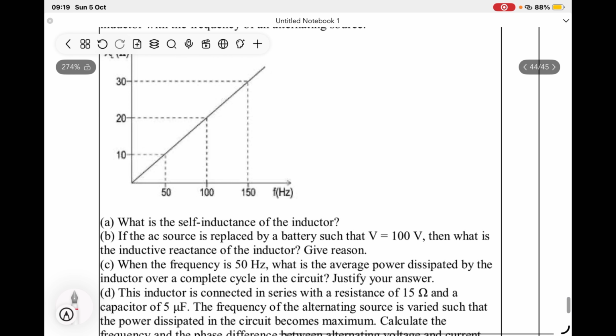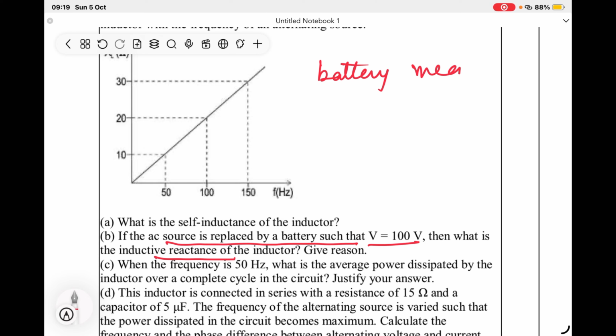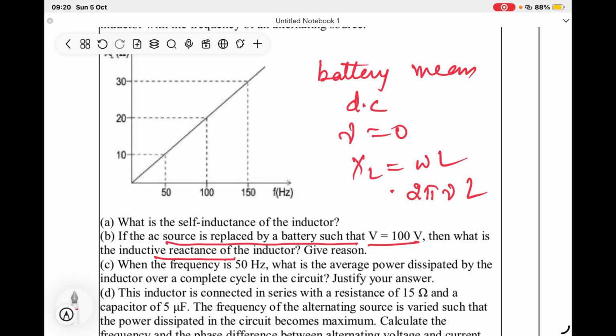Second part of the question: if the AC source is replaced by a battery such that the voltage is small, then what is the inductive reactance? Replaced by a battery. Battery means DC, so the current is DC. So frequency is 0. So XL, which is omega L, where omega is 2 pi nu, and nu is 0.